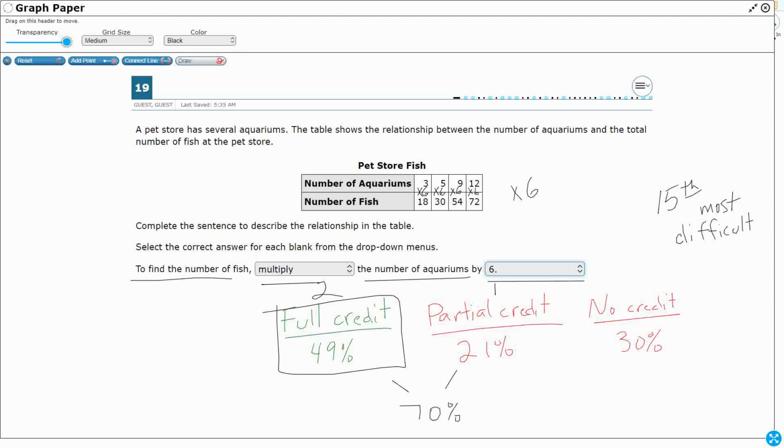So when we are working with students on real world number pairs, 3.5e, after they find the rule, whether it's plus 15 times 6, whatever it is, have them write a complete sentence, including to find the number of fish. Have them write it in different ways. If you multiply the number of aquariums by 6, you find the number of fish. Have them write two different ways to complete that sentence, because if they can't find it in a sentence, they're not going to be able to answer this question.